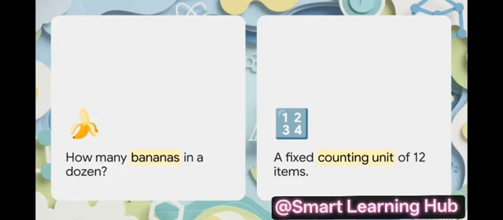If I were to ask you right now, hey, how many bananas are in a dozen? You'd immediately shout out 12, right? But why is that so automatic? It's because the word dozen is just a fixed counting unit for exactly 12 items. You don't even have to pause and do the math in your head. It's a grouped unit that we all naturally know and use all the time.